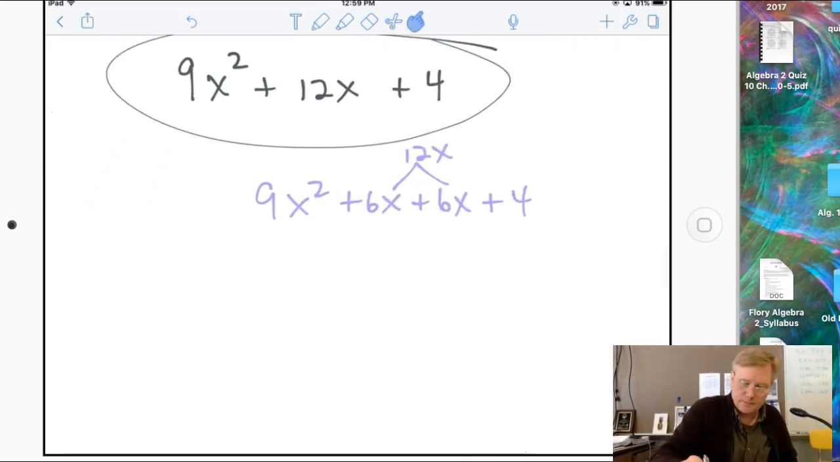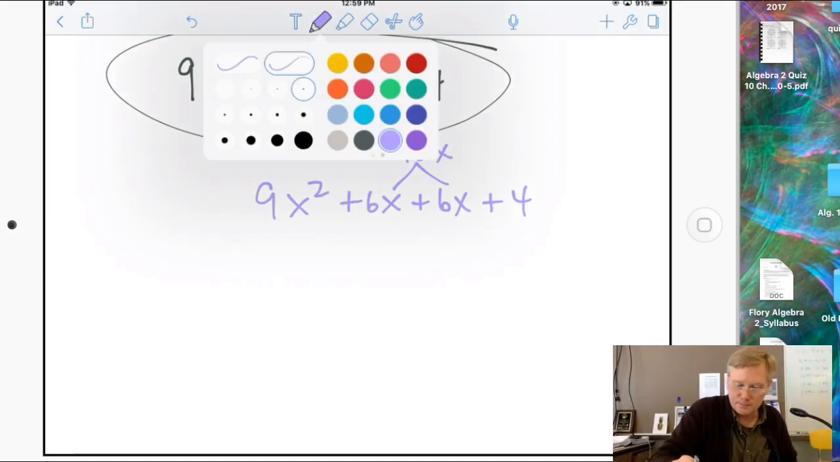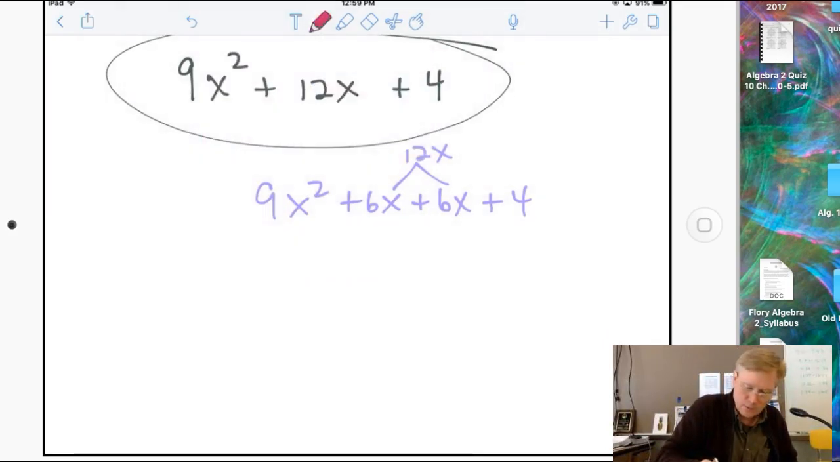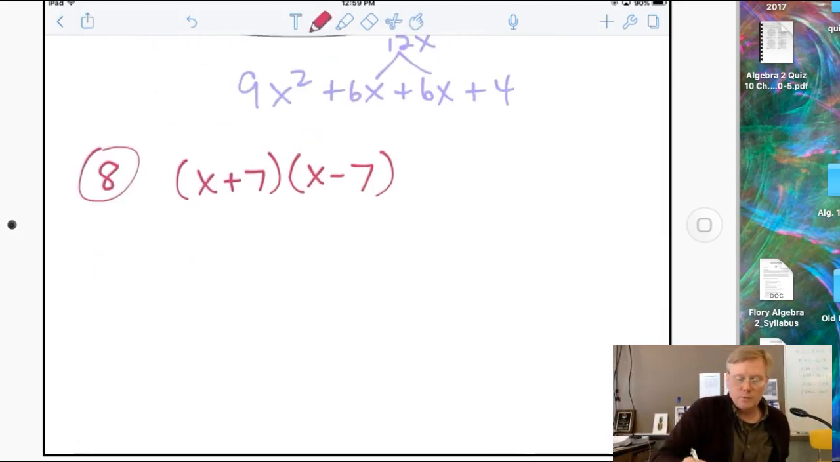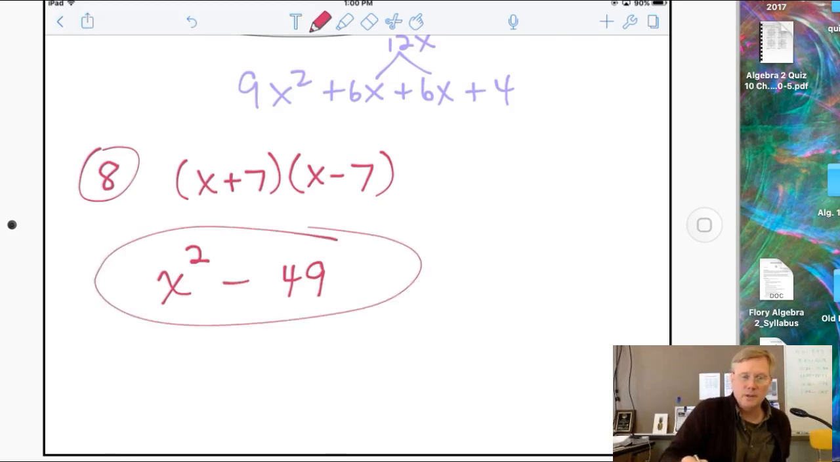All right, number 8, my last problem. x plus 7 times x minus 7. So if I multiply this out, you could do FOIL, get the answer. This is also what's called the difference of two squares, where I square the front term. x times x is x squared. Square the last term, which would be 7 times 7, which is 49. Throw a subtraction sign in between them, and you're done.